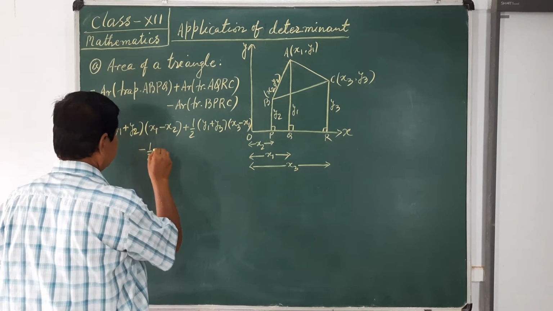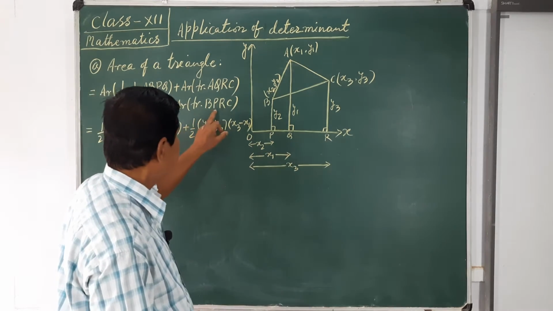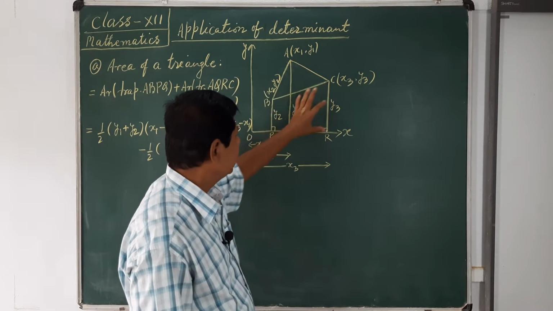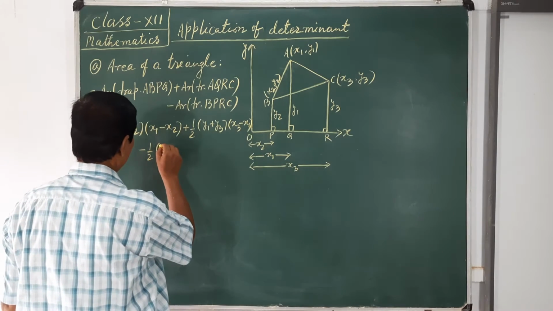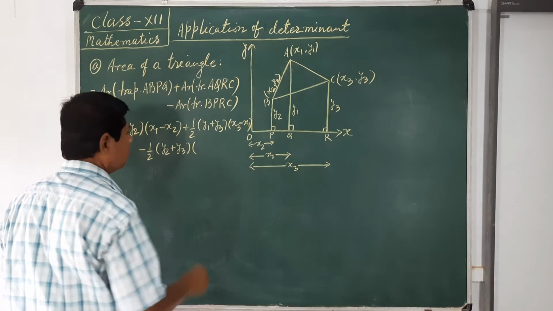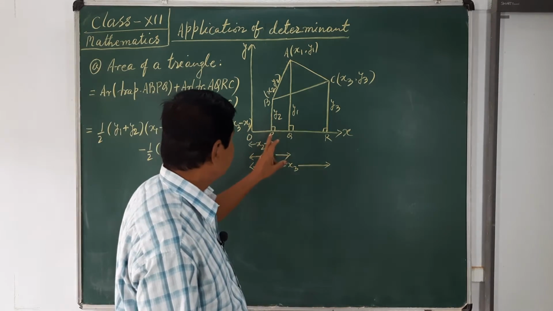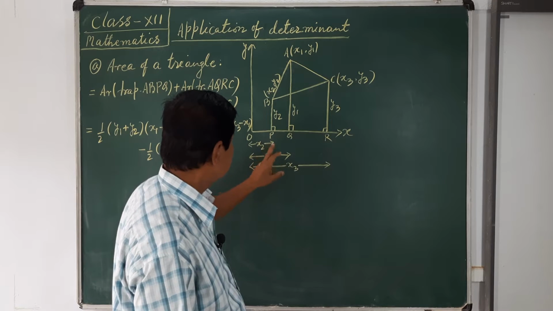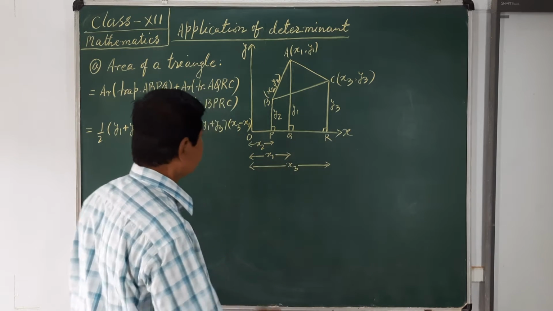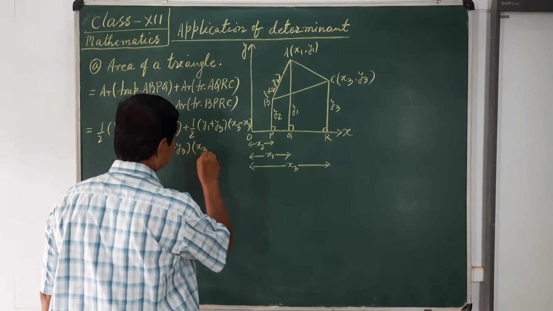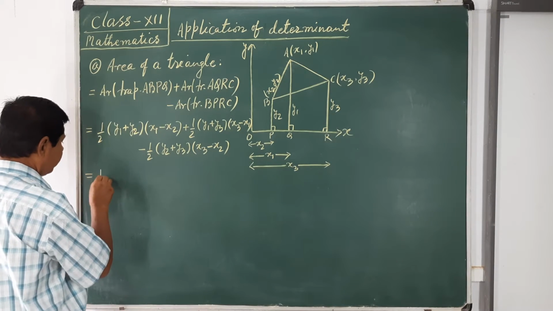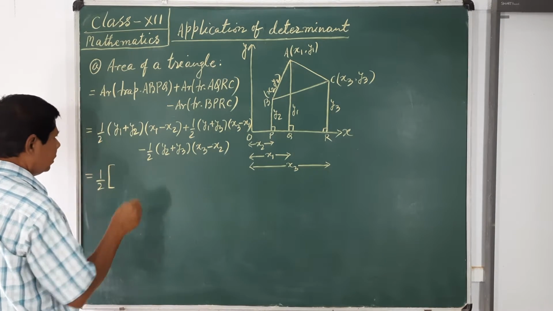Minus half area of this trapezium BPRC. These two are parallel sides, y2 plus y3, and the distance between them is PR, which is x3 minus x2. So, that is equal to half, which is common, then use a big bracket.